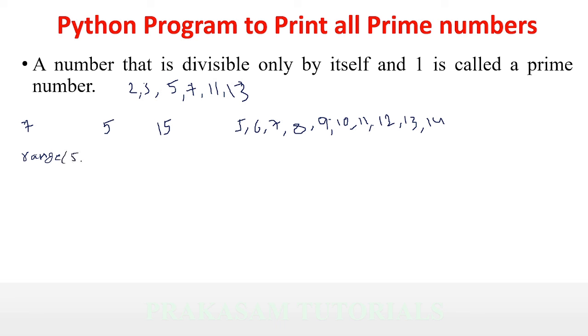The starting number is 5 and the ending number is 15. So 15 plus 1 means 16. Range of 5 comma 16 displays the numbers 5, 6, 7, 8, 9, 10, 11, 12, 13, 14, 15. Range of 5 comma 15 would only display up to 14. Because of that, we have to consider range of starting number comma ending number plus 1. The ending number here is 15, 15 plus 1 is 16, so the range displays the numbers 5 to 15.